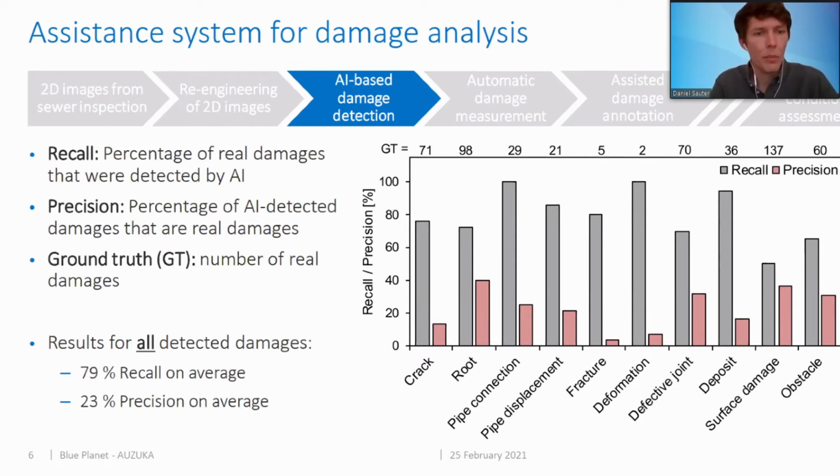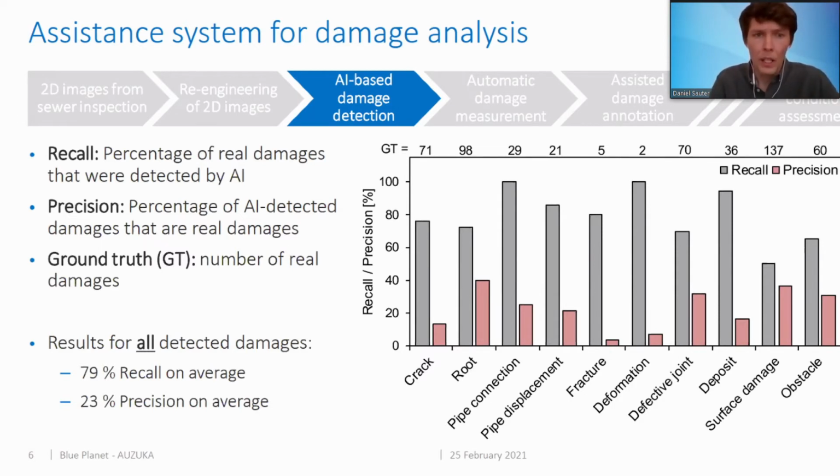Actually, we have 80% recall on average, which means that 8 out of 10 damages were found by our AI. The problem is that the precision was quite low. It was around 20%. And this means that out of 10 damages that were found by the AI, only 2 are real damages and 8 are actually false positives.